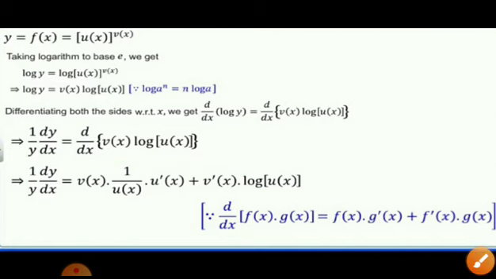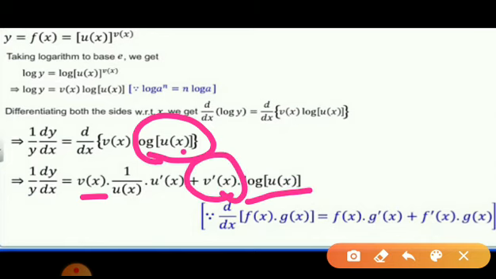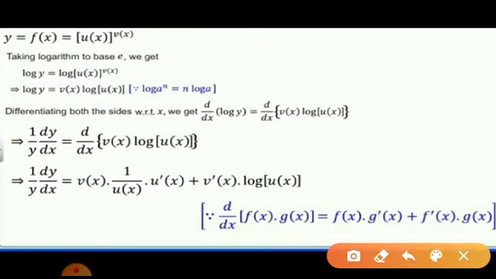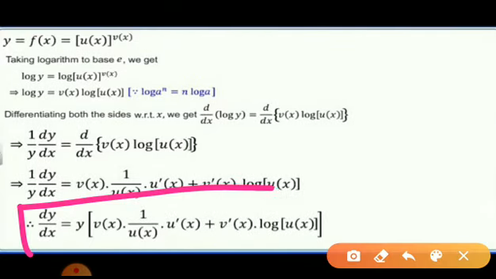So the derivative of log y is 1 by y dy by dx. Then using the product rule, we have first into the derivative of log u of x. The derivative of log x is 1 by x, but it is a composite function, so using the chain rule, it will be 1 by u of x into u dash of x, plus second into derivative of first. Hope this is clear. Now multiply by y on the right hand side and you will get the value of dy by dx. This will be the answer to find your dy by dx.